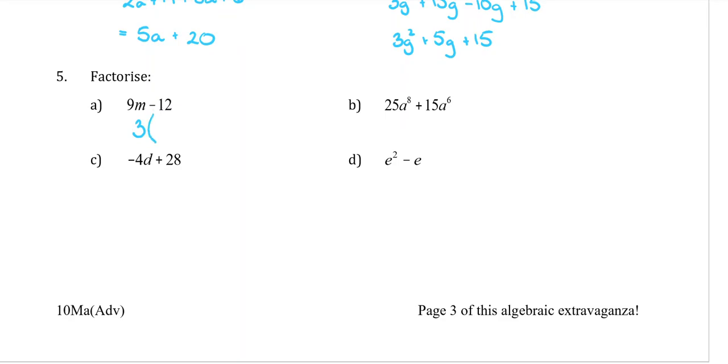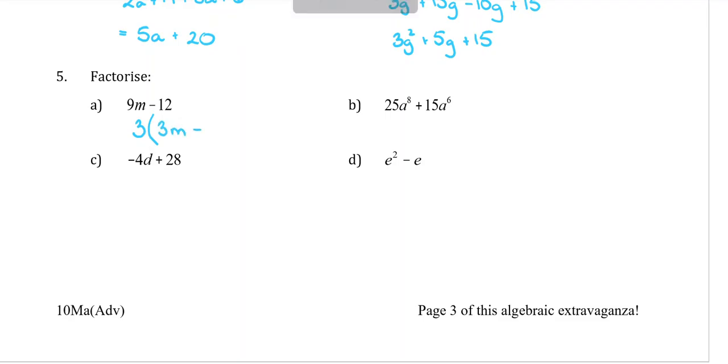So I'm going to open my bracket, and then I need to divide each of these starting terms by 3 and put the leftovers in the bracket. So 9 divided by 3 is 3m. We need the 3 and we need the m.